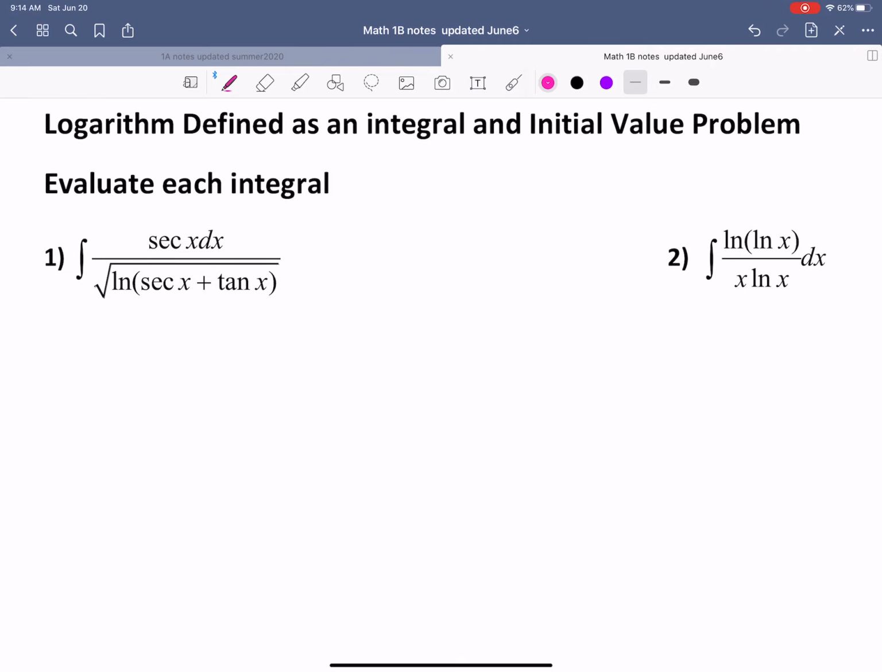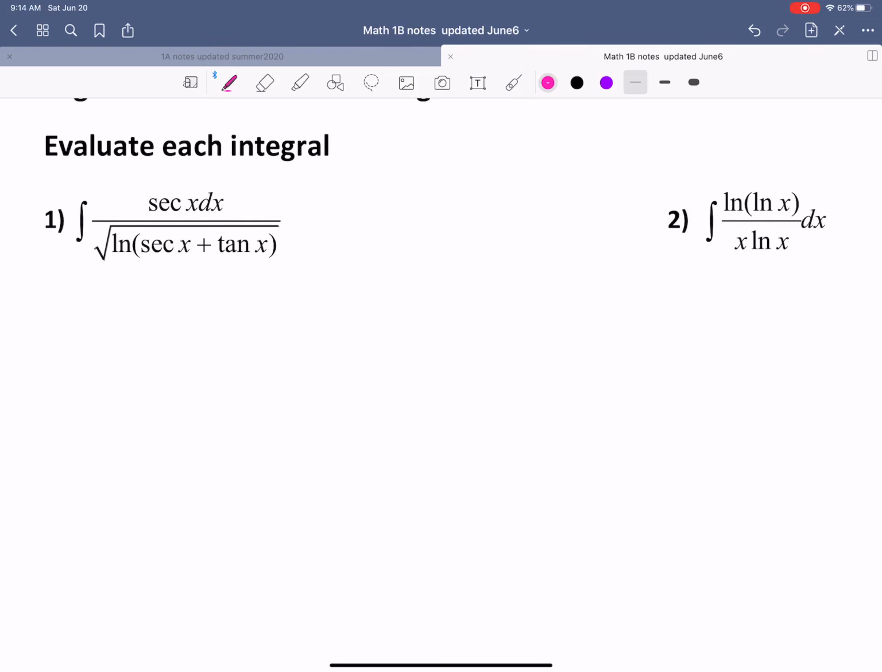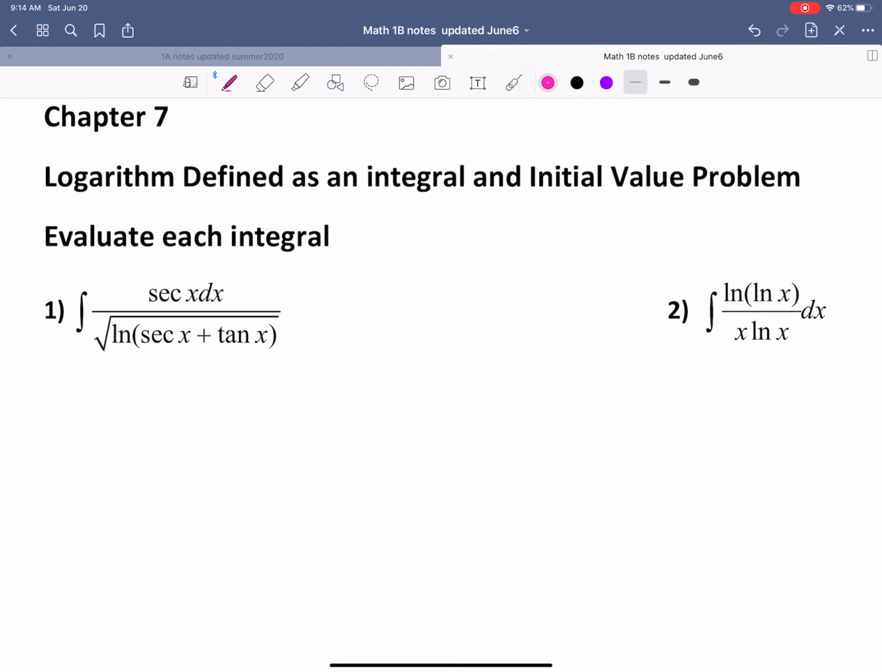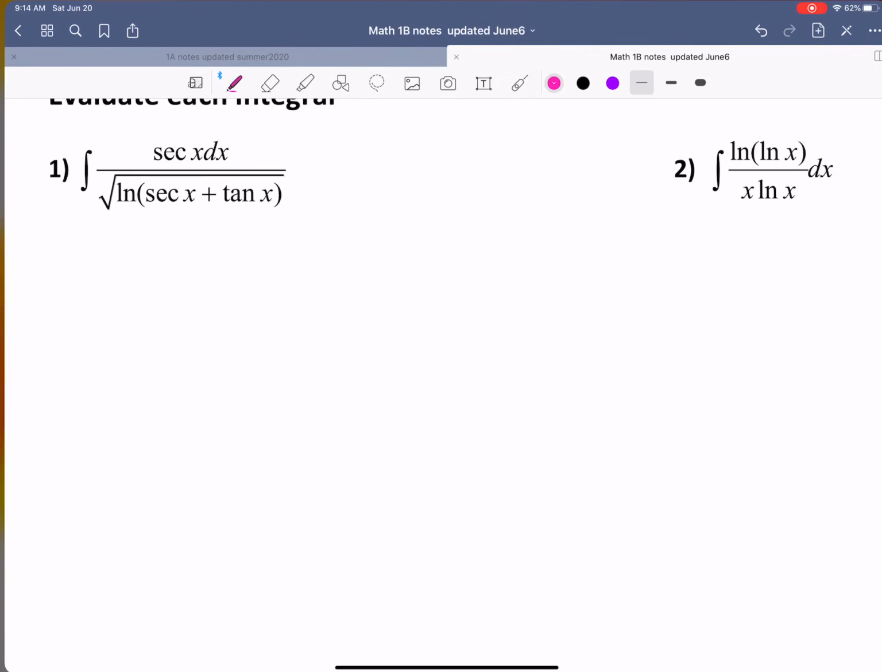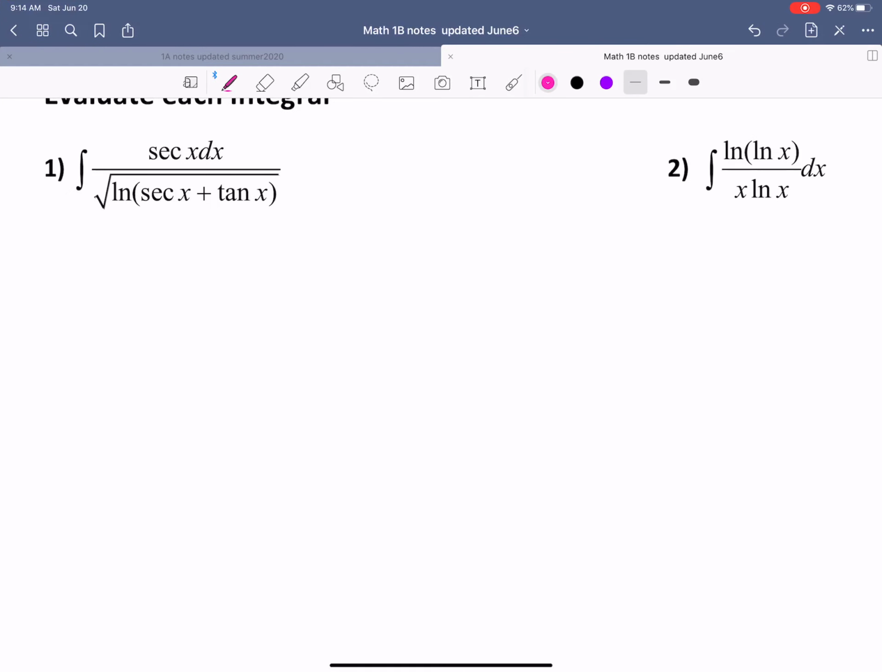Some of these were covered in Math 1A, some of these were not. So these are more natural log and exponential functions. Evaluate each integral. So we are in logarithm defined as an integral. These are all the problems involving the logs. So how can I evaluate this problem? Let me go ahead and try.